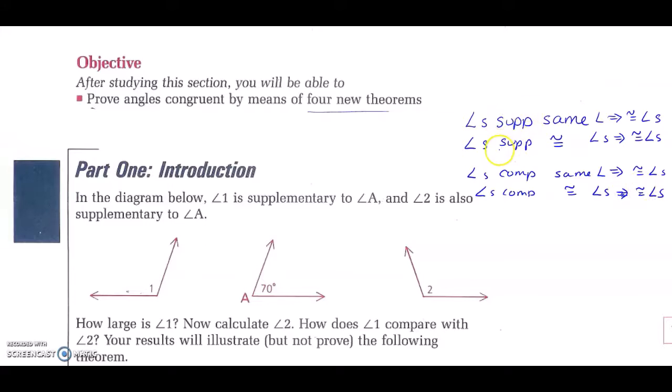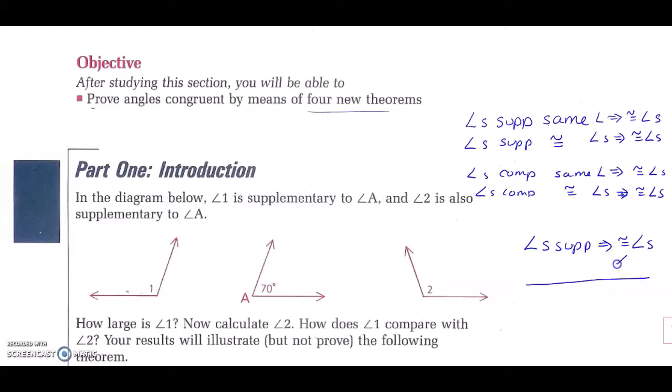So these 2 deal with supplements, these 2 deal with complements. Each has the same angle and congruent angles, same angle and congruent angles. You may not shorten it any shorter than what's there. If you write me something like angles that are supplementary implies congruent angles, I'm going to mark that wrong.